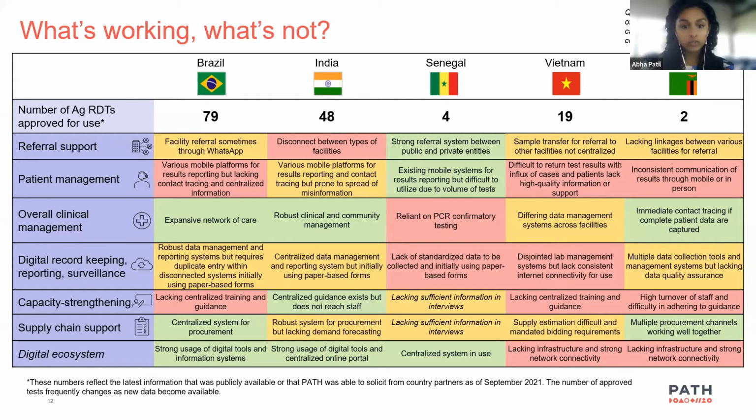Finally, when we asked interviewees about their experience with digital health tools and the overarching digital ecosystem in their country, we had very wide responses from country to country. In Brazil, they have really strong usage of digital tools and information systems, but in Vietnam and Zambia, they're really lacking the infrastructure and strong network connectivity to often have these integrated systems. So this is really just an overview of what's working and what's not in each country. I'm going to dive a little bit deeper into some key takeaways for each country next.